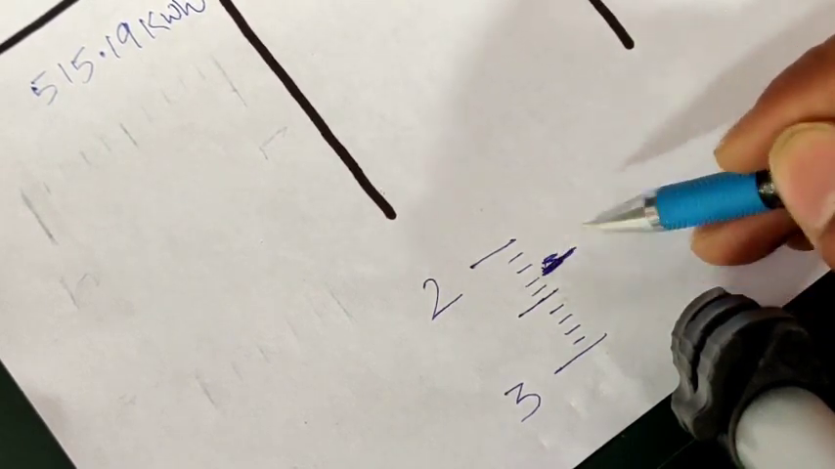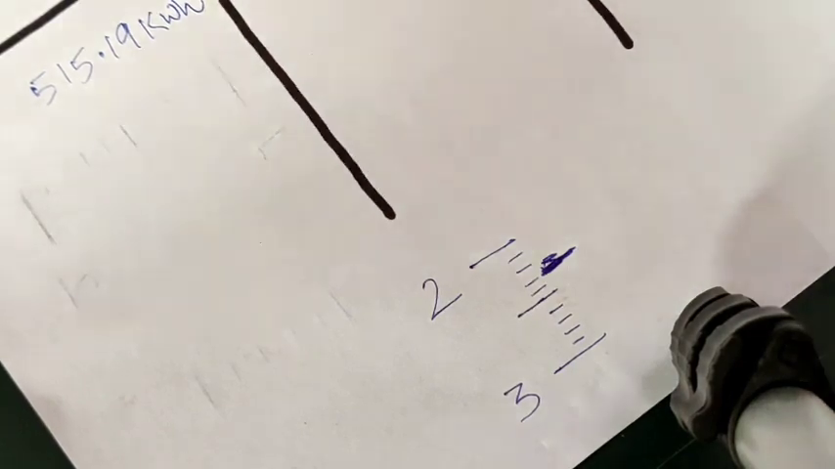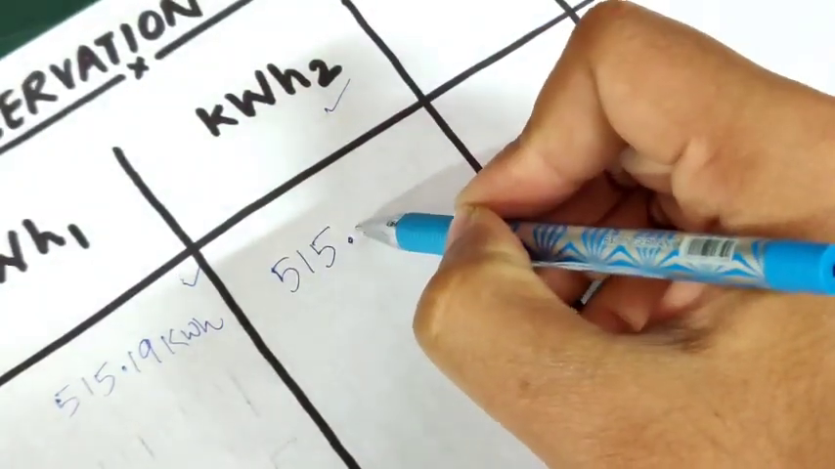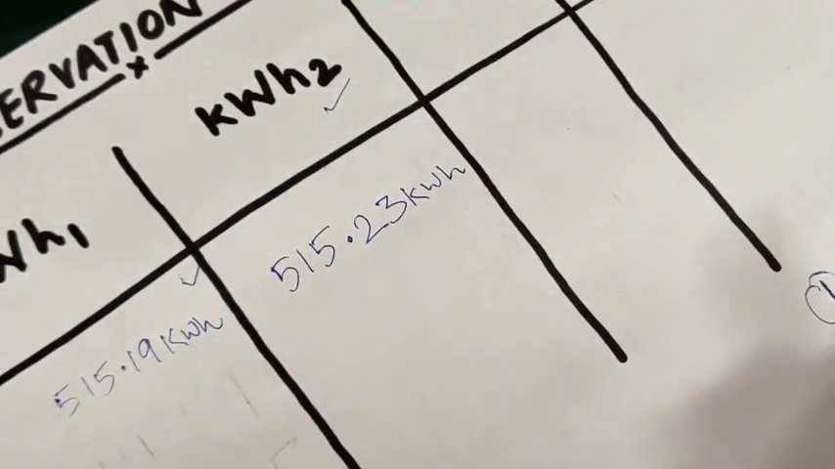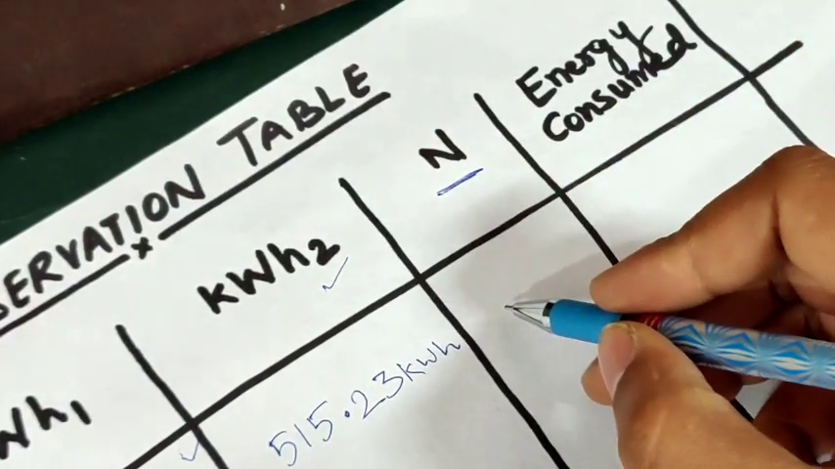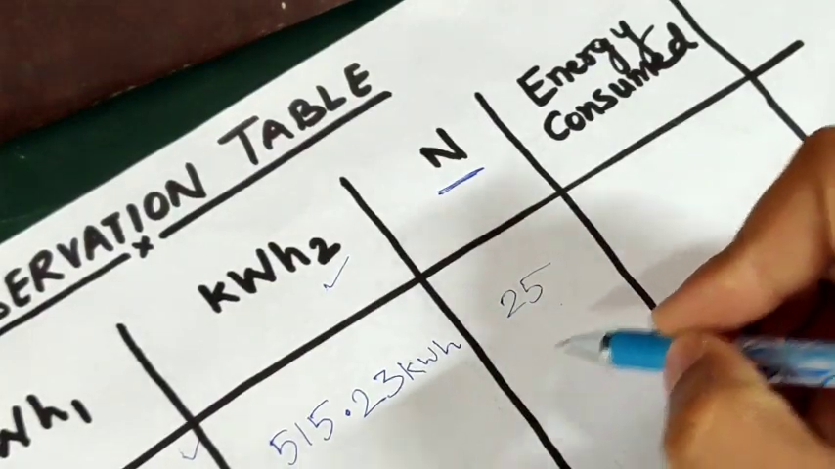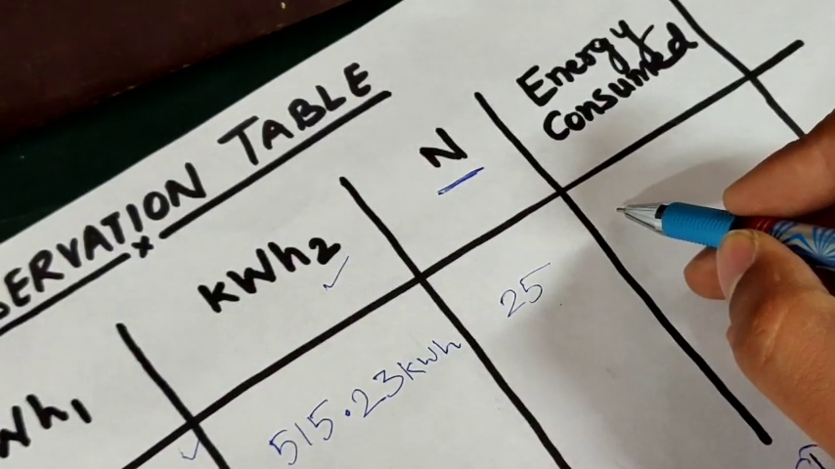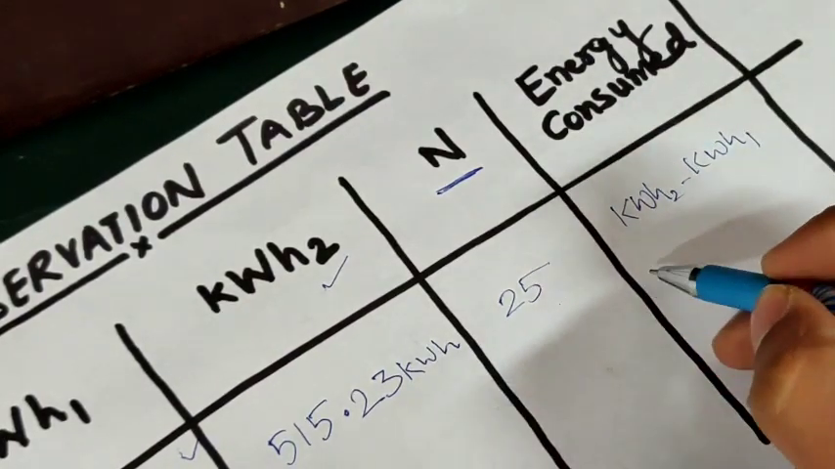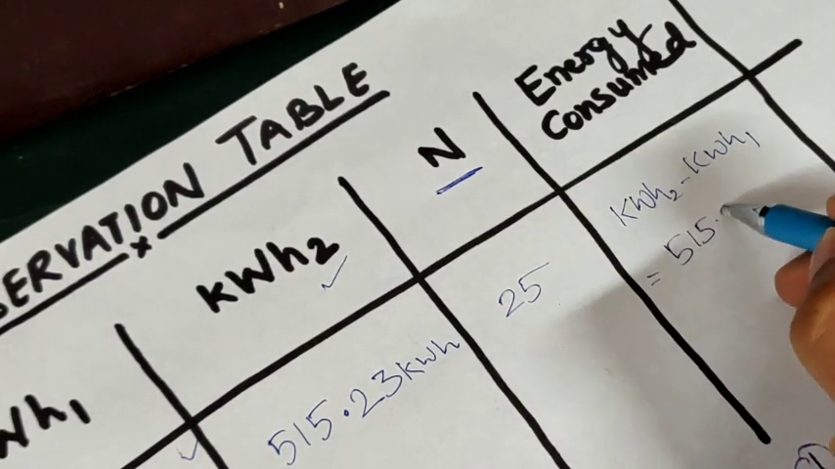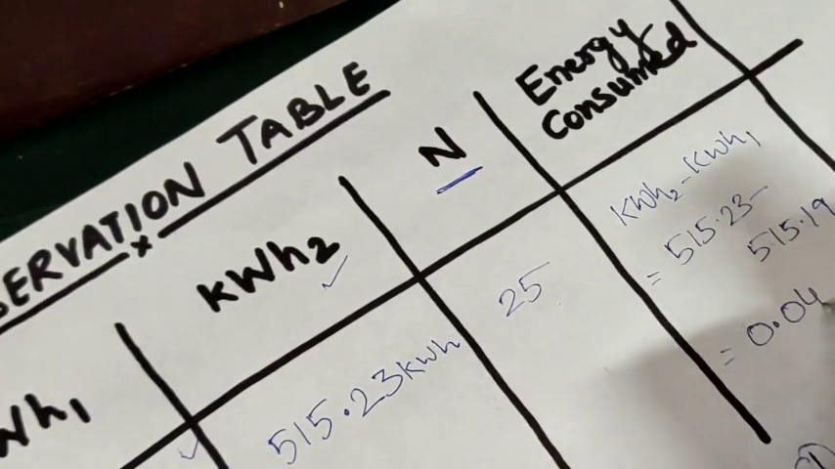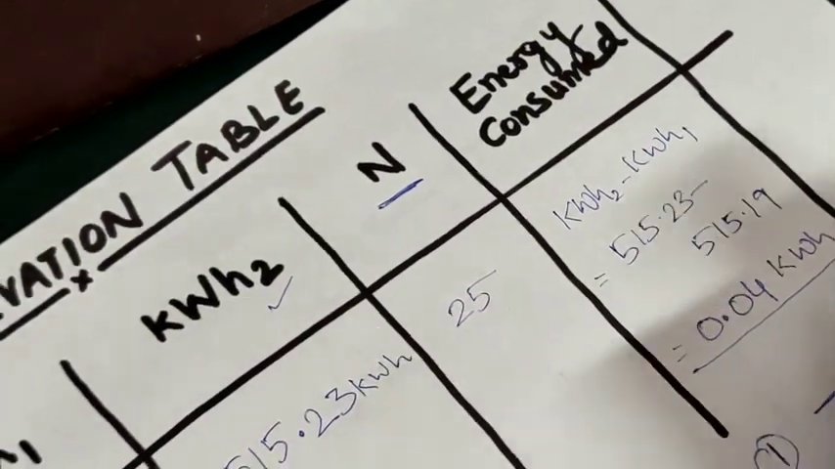Okay. So what we are going to do? We are going to write down our final reading, which is kWh2, which would be 515.23 kilowatt hour. Alright, so our next column here is N, which is the number of revolutions taken by the disc during that duration of time, which is 25. Alright, so how do we calculate energy consumed? Energy consumed can be easily calculated by the formula kWh2 minus kWh1, which is 515.23 minus 515.19, which would give you approximately 0.04 kilowatt hour of energy.